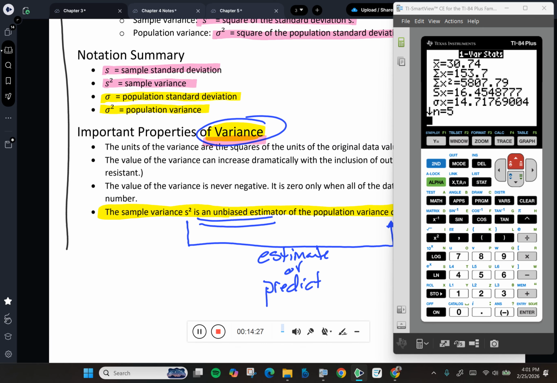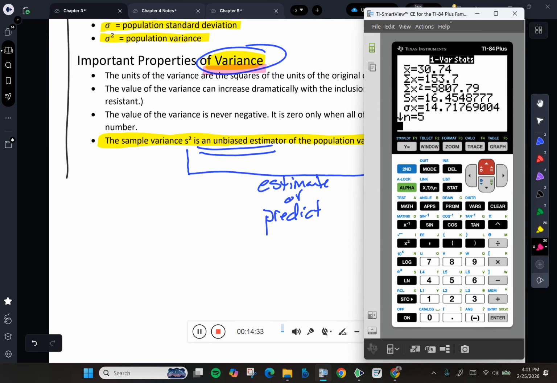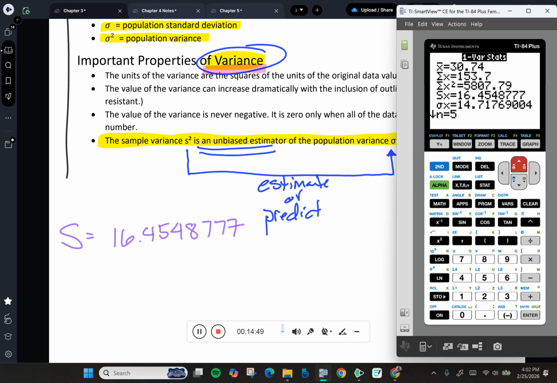Now, one thing I want to point out, and I'm just going to copy a number down here real quick so we can talk about this. On the calculator, the standard deviation is 16.45487777. Now, I know that the rule for standard deviation says to round to 2 decimal places for this data set because that will be one more than the accuracy of the original data. But I want to show you something. If I just take 16.45 and I square it, here's what I'm going to get.